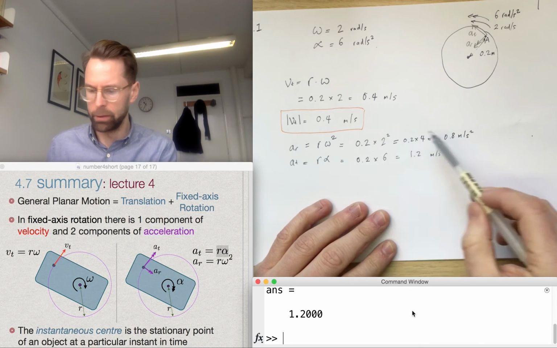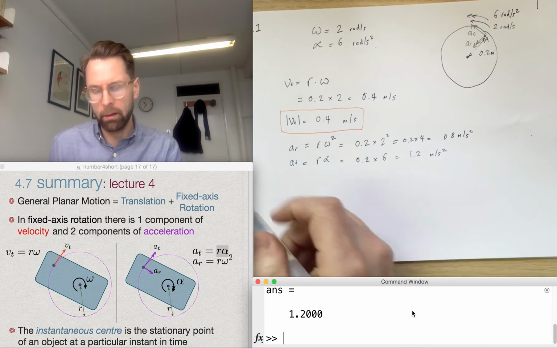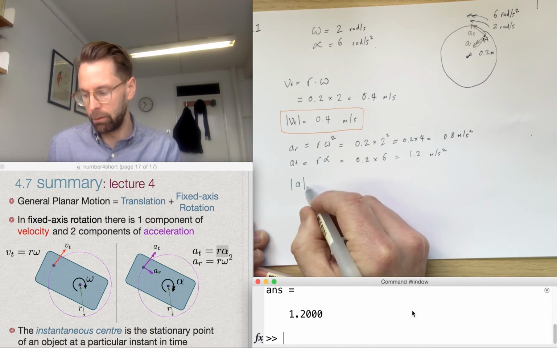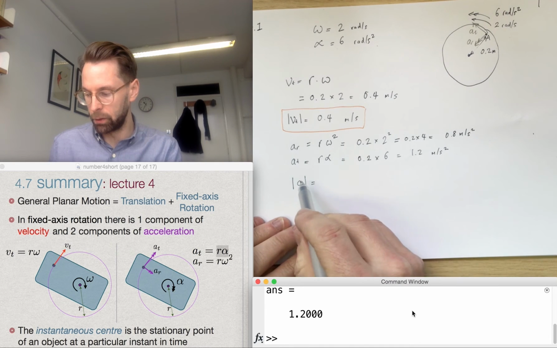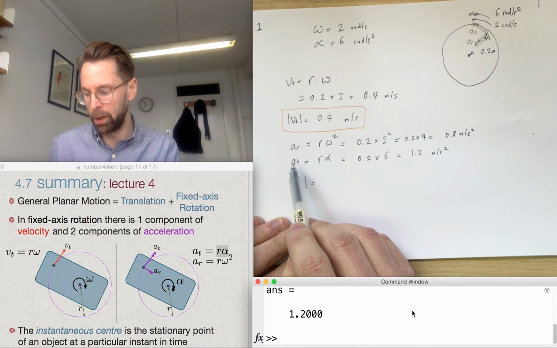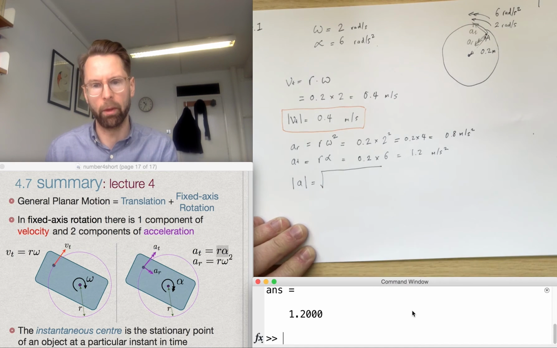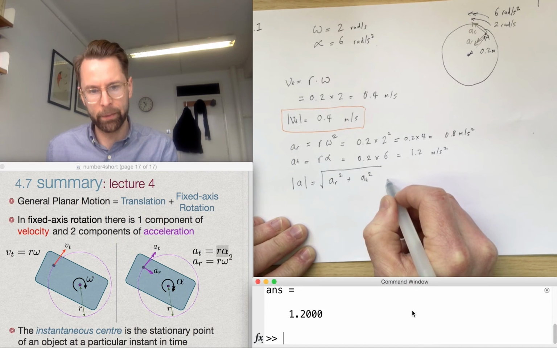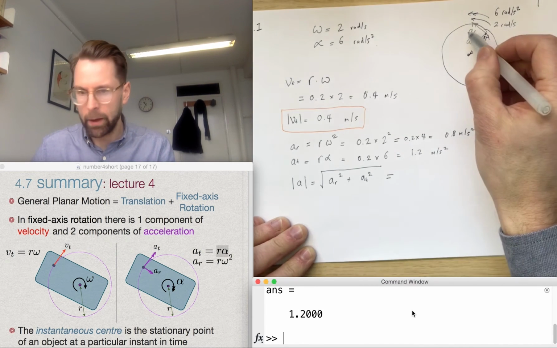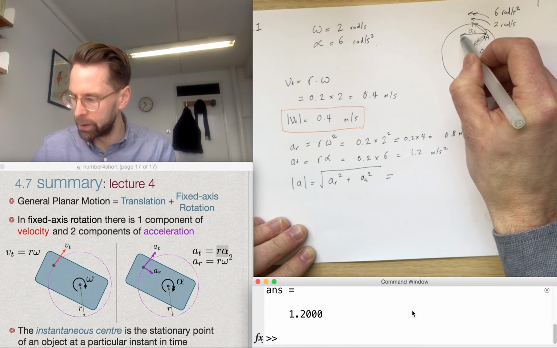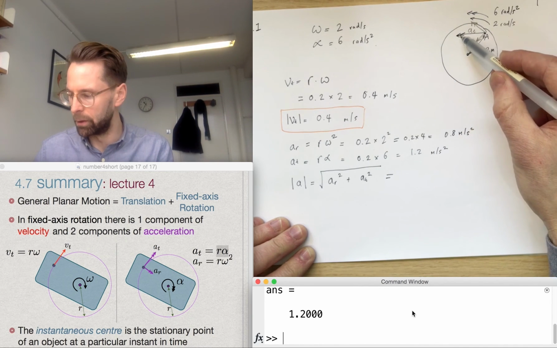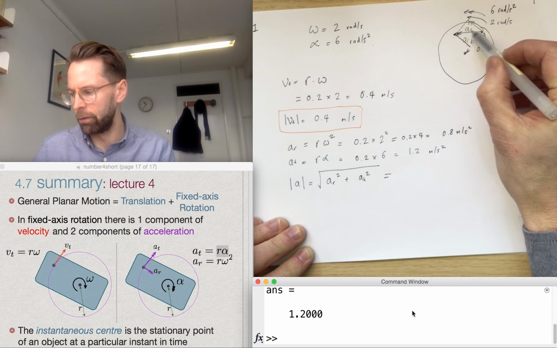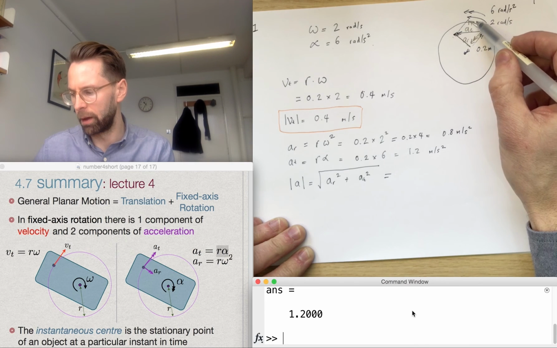So those are the two components. To get the magnitude, we take the mod of the acceleration, the total vector. These have got two components and they're perpendicular to each other, so we can use Pythagoras to work out the magnitude. So that's a sub r squared plus a sub t squared. What we're doing here is that's the total acceleration vector, which is combined of these two components. I haven't drawn that particularly well. And the length of this vector we can work out from Pythagoras.